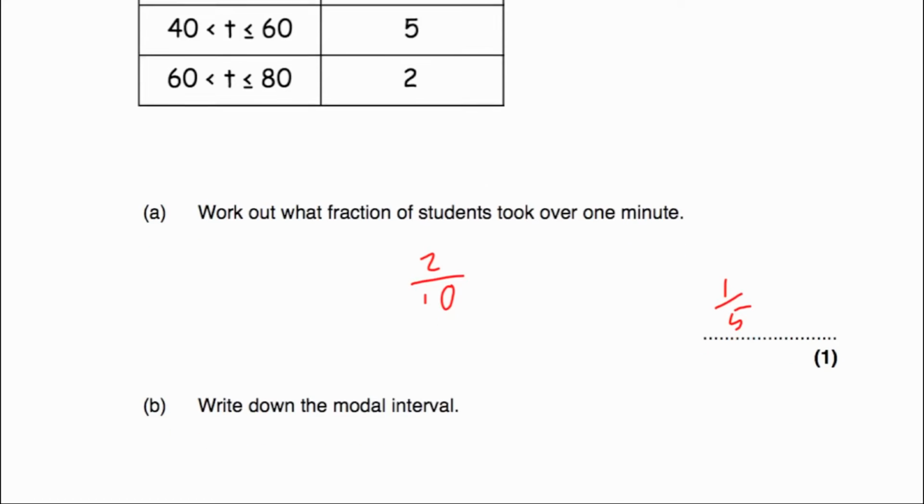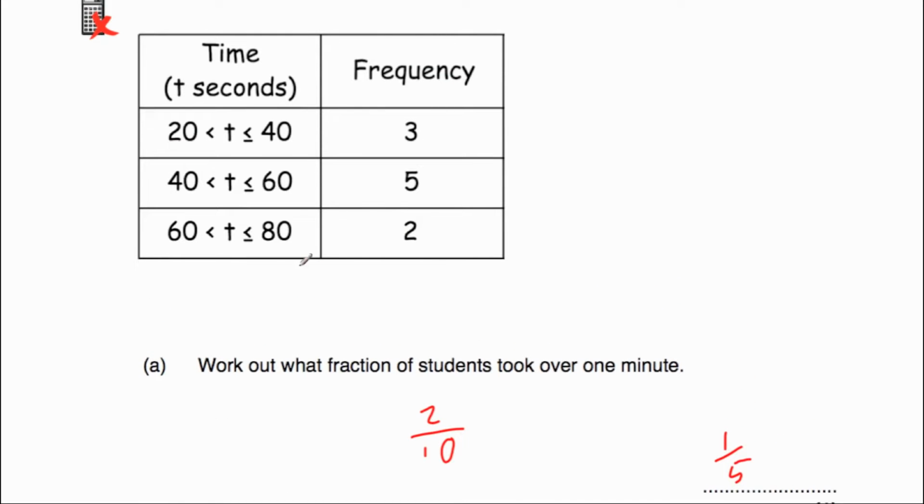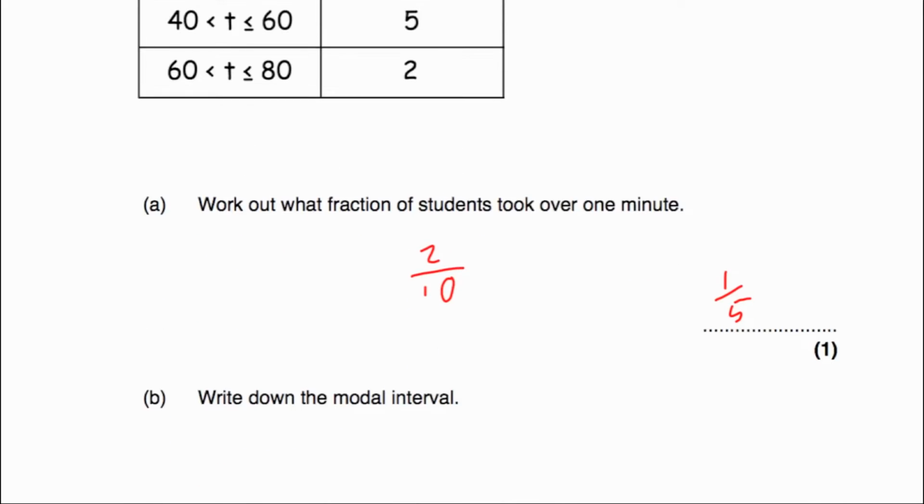Okay, part B. Part B says write down the modal interval. So remember, the modal interval is the interval with the highest frequency, the one that happens the most, or the one with the most number of students in it in this case. So the highest frequency is 5, so our modal class interval will be the time is bigger than 40 seconds, but less than or equal to 60 seconds. So let's write that down.